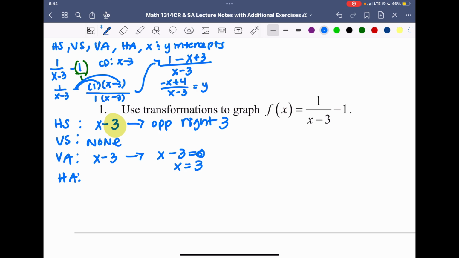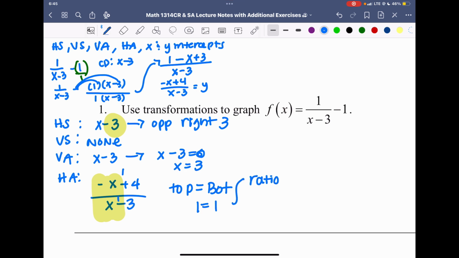Horizontal is based on cases. You want to take the new expression, negative x plus 4 over x minus 3. We're wanting to isolate the leading terms. So this has a power 1 and that has a power 1. So the top equals the bottom, 1 equals 1. That means we have a ratio of our coefficients a over b. So this is going to be negative 1 over 1 equals negative 1. Your horizontal asymptote is y equals negative 1.